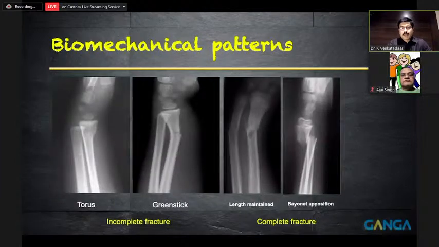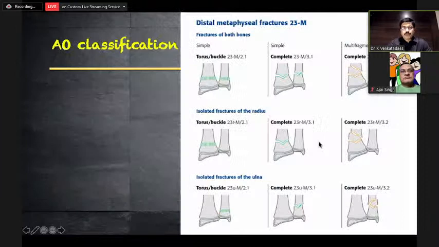And these are the biomechanical patterns which I was talking about. This is a torus fracture, a greenstick, which are incomplete fractures. And in complete fractures, you have a length maintained, both bone fractures of the distal radius and ulna. And this is a bayonet opposition, which is a classical bayonet opposition.